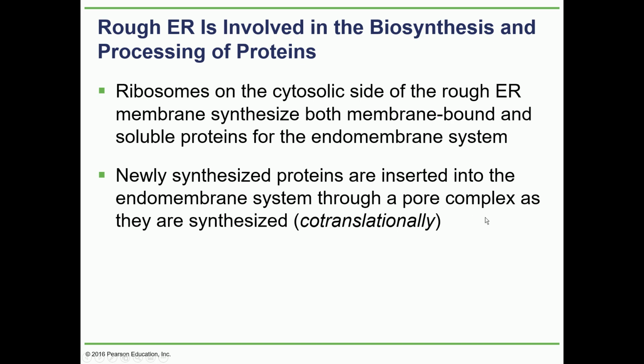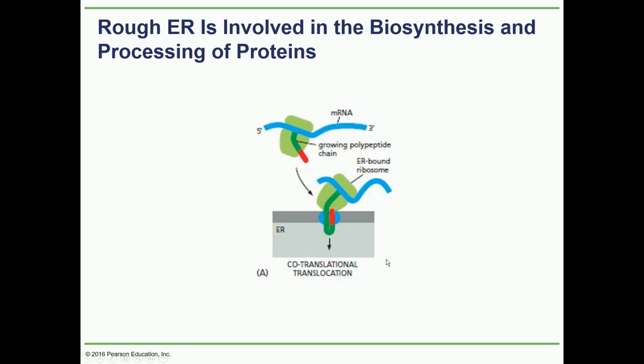So we are not talking about the free ribosomes, we are talking about the bound ribosomes because they are present on the endoplasmic reticulum. So these proteins, while they are being made, are inserted into the endomembrane system through a pore complex as they are synthesized. This process is called co-translational translocation. So this is the ribosome, this is the mRNA, and this is the polypeptide chain which is being made.